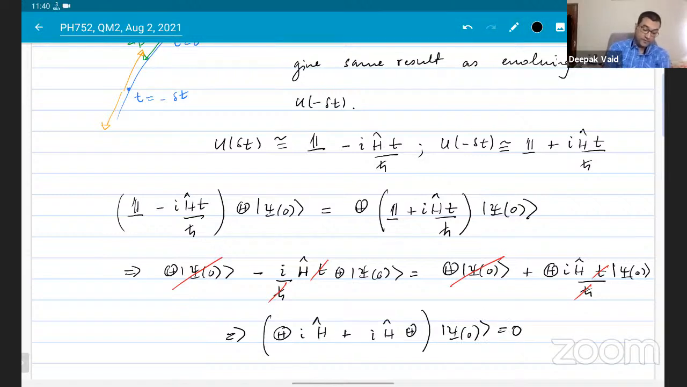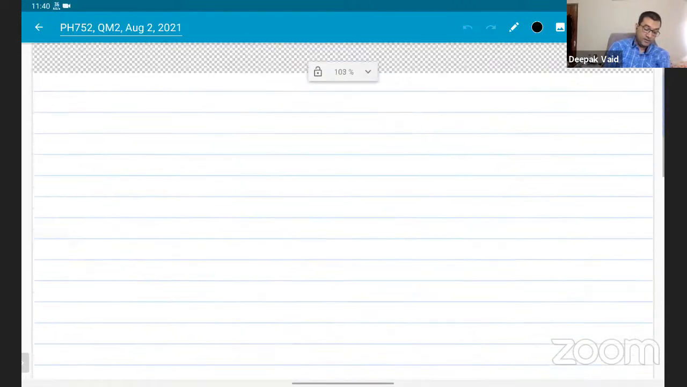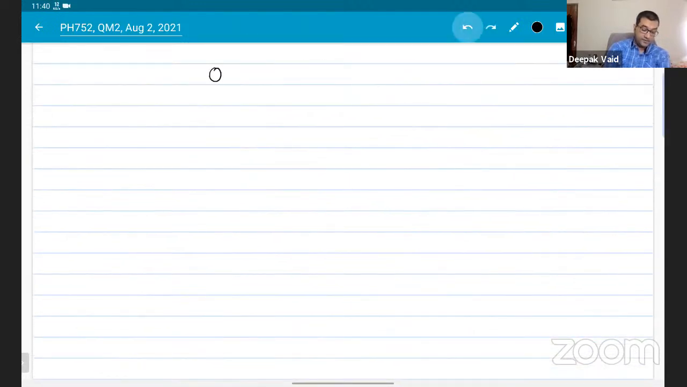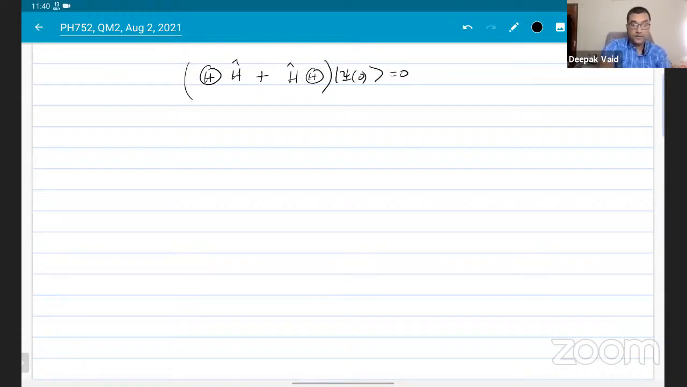Now, the first instinct would be to think that in this expression, this factor of i, the square root of minus 1, is just a number. It's just a complex number, so I should be able to cancel it. And so if I cancel it, what do I get? I get that theta H plus H theta acting on psi naught is equal to 0.